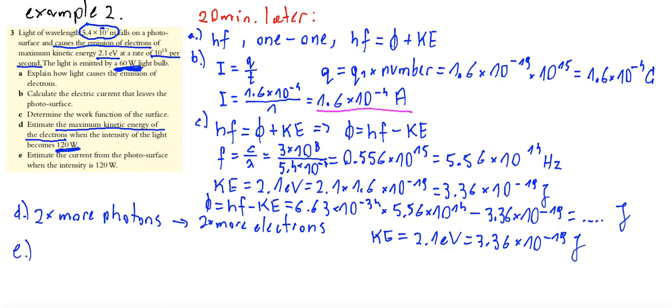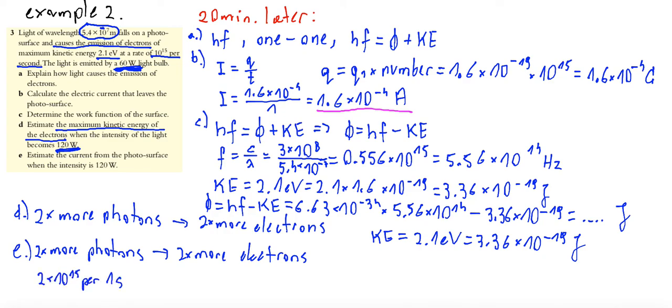Okay, and last one, E. Estimate the current from the photosurface when the intensity is 120 watts. If intensity is 120 watts, we have 2 times more photons, so 2 times more electrons. Electrons were emitted with a rate of 10 to the power of 15 per second. So now the rate of emission of electrons is 2 times 10 to the power of 15 per second.